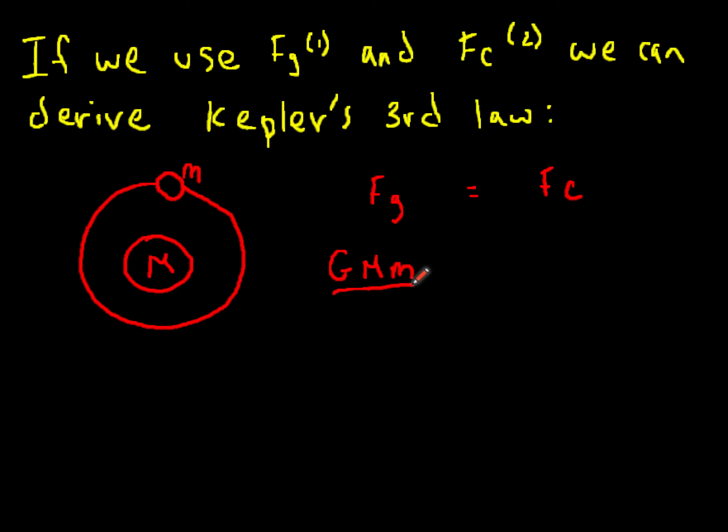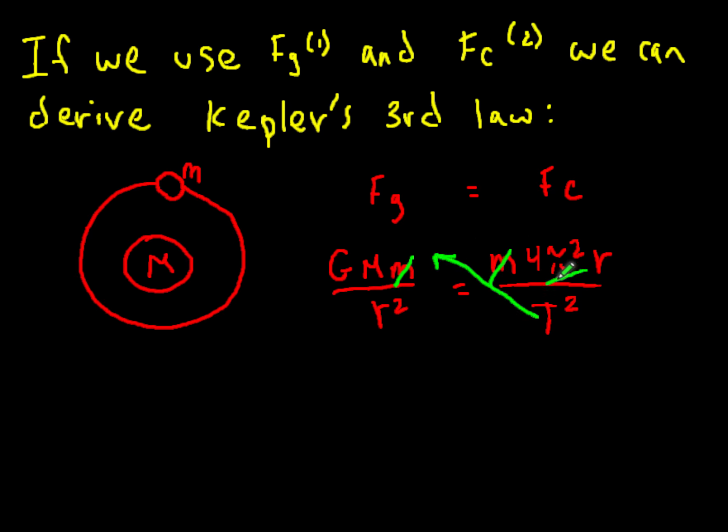So Fg equals G big M little m over r squared. And Fc is little m 4 pi squared r over T squared. There's some stuff we can cancel out. We see little m appears on both sides, so it cancels. We're going to move T squared to the top and r down to the bottom. This gives us T squared in the numerator and r cubed in the denominator. Moving GM gives the other side of the equation 4 pi squared over GM.